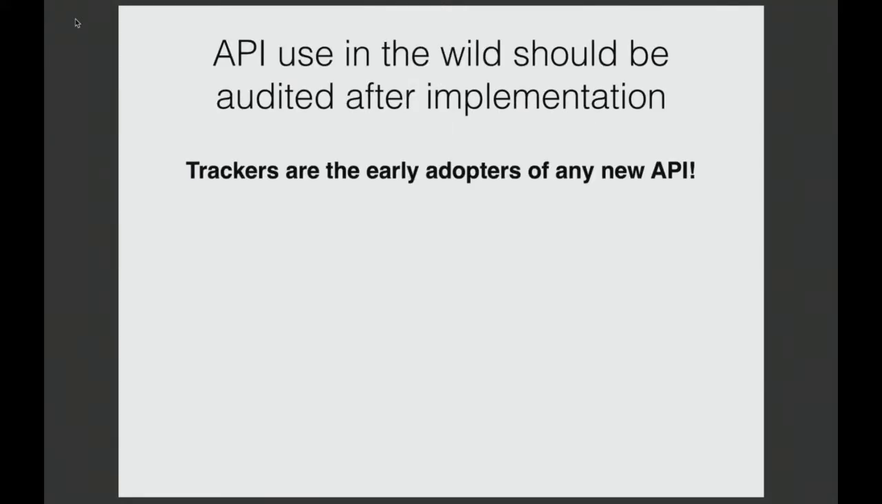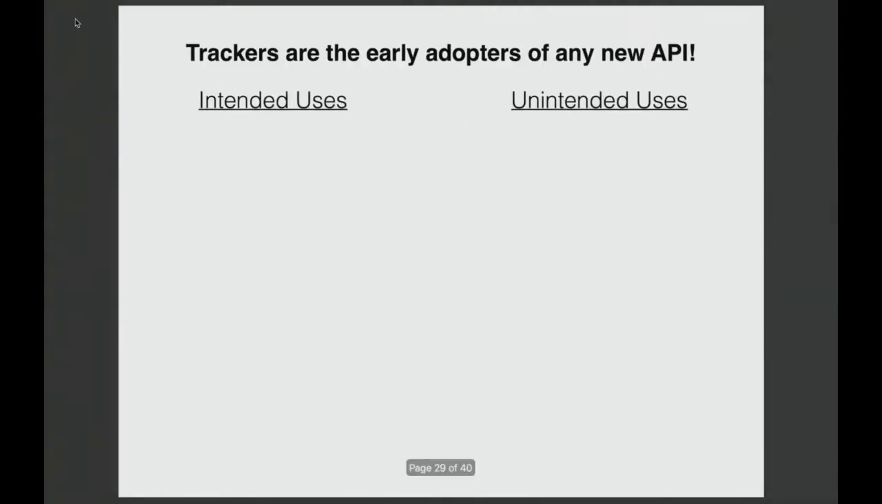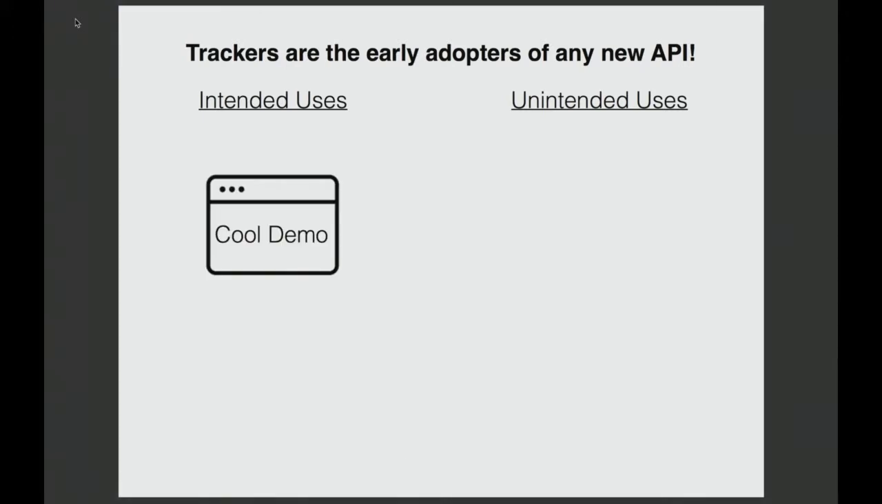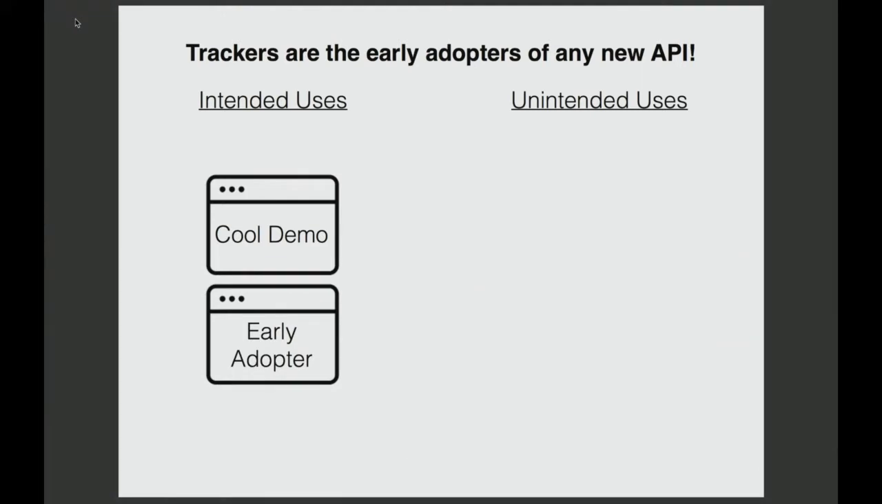And the second recommendation, and this is coming from me perhaps as a measurement researcher, is that you should audit the use of APIs after implementation. The point I want to stress is that trackers will be the early adopters of basically any new API. At least this is what I've seen doing fingerprinting measurements over and over. You'll have sites that are using it as intended, right? You'll have some cool demo that comes out after you release the API. You'll have a couple sites being early adopters.